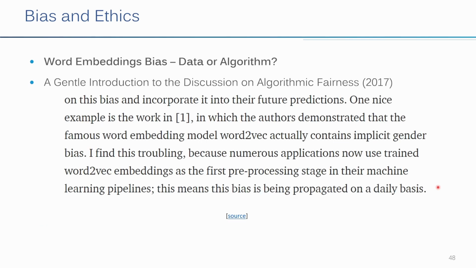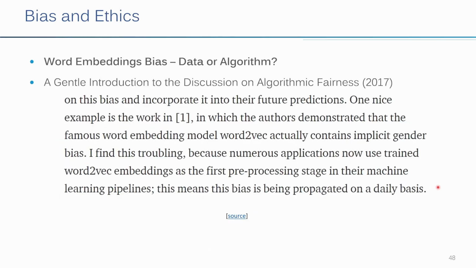Another example that I would like to bring, simply because we talked about word embeddings, and more specifically dense word embeddings such as Word2Vec, is that we mentioned that the data that you're using plays a huge role on the semantic representation that those vectors have. So I would like to bring this paper from 2017. It's called A Gentle Introduction to the Discussion on Algorithm Fairness.